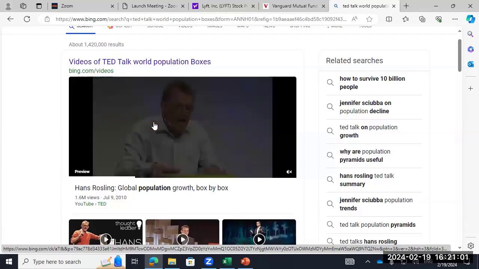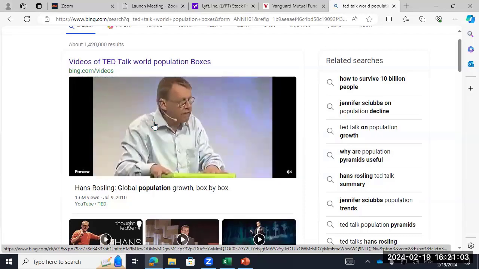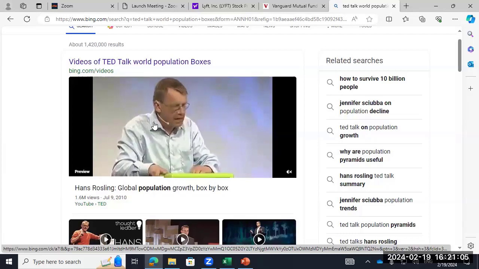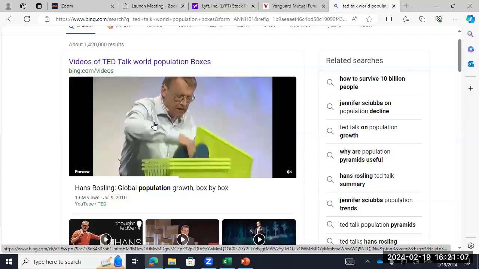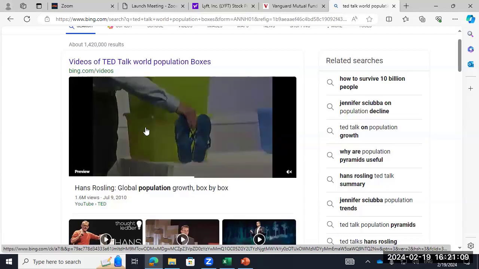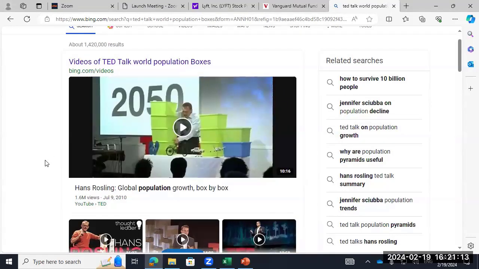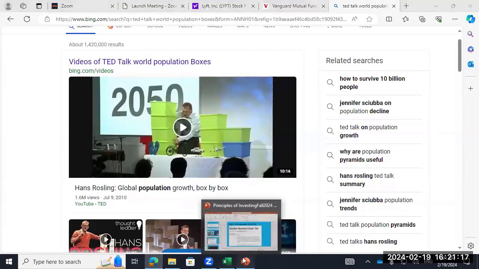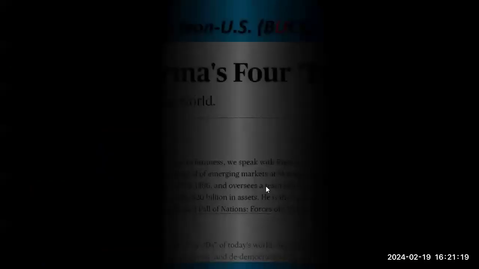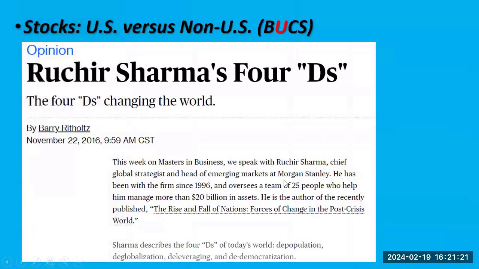But he talks about why the world population is going to hit 10 billion and stop growing. He says there's just a mathematical reason why it can't go any larger than that. So it's interesting. He's got all these yellow boxes that he does. Really good speaker, but it's very dated, but it's interesting. And so that's what he's saying here.